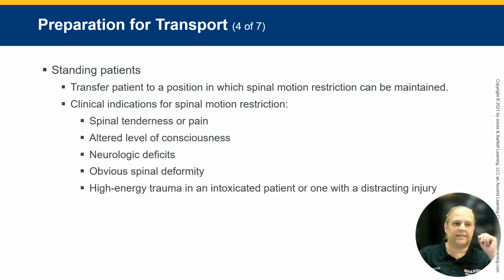If we have a patient that's standing, we can go ahead and put them on the backboard if need be. We're going to first assess their spinal tenderness, pain, check and see if they're altered, if they have any neurologic deficits, if there's any deformities, if there's a high energy trauma, an intoxicated patient, or if they have a distracting injury. The distracting injuries don't only distract us, but they can distract the patient and cause them not to necessarily realize that they got something else going on.